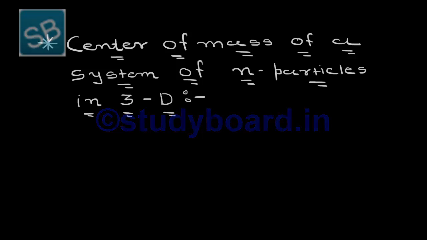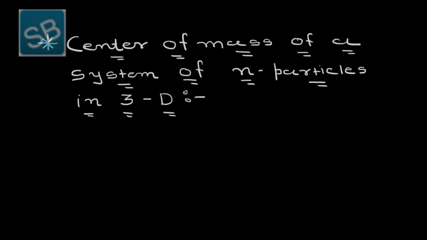So the second article of this chapter number 1 is the center of mass of a system of n particles in 3 dimensions. Now see, we have studied the center of mass for a system of 2 particles in only 1 dimension, and in that class I gave you the reason why we should directly move to 3 dimensions. For 3-dimensional study of a system of n particles, you have to consider the following figure.